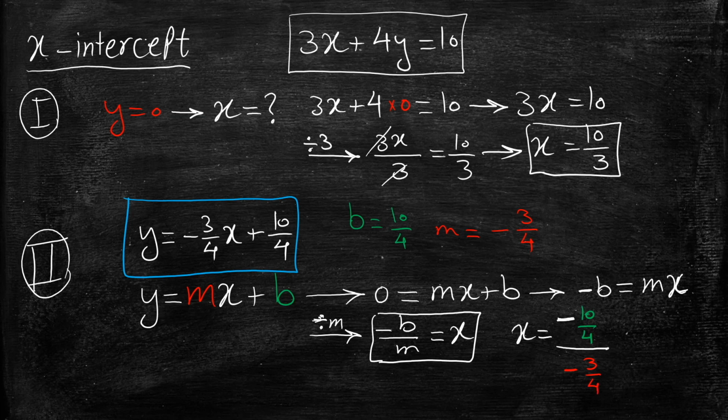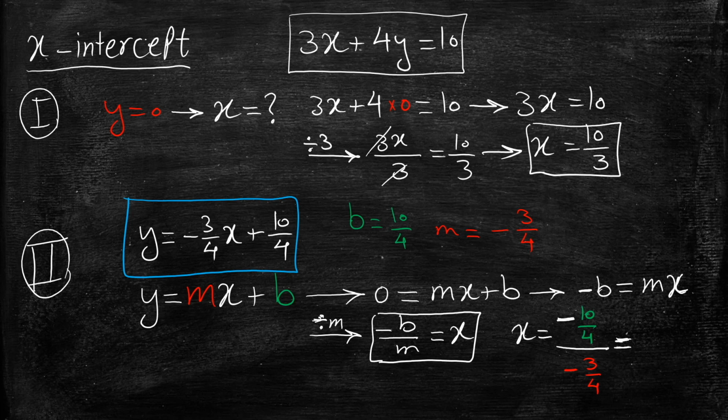Nice. So if we do this division, we have to find the x-intercept. How do we deal with this kind of divisions? There are two fractions divided by each other. First of all, negative divided by negative, the result is positive.